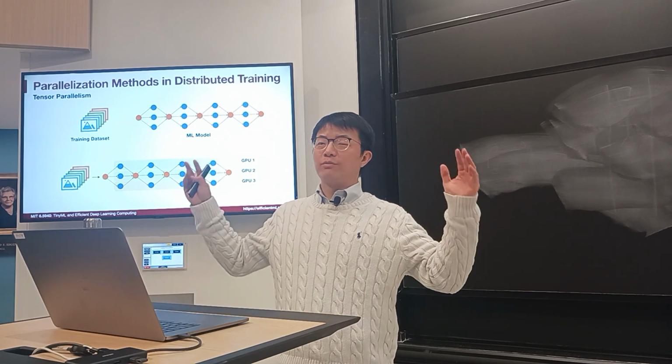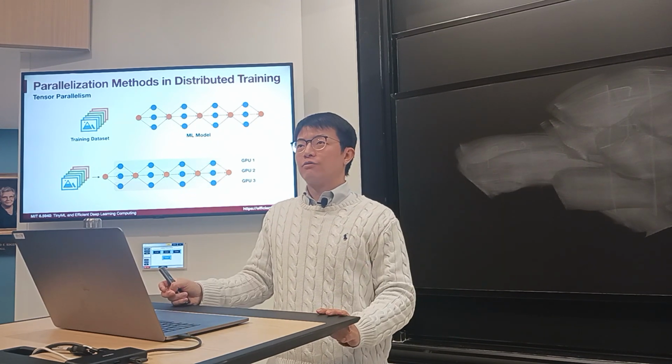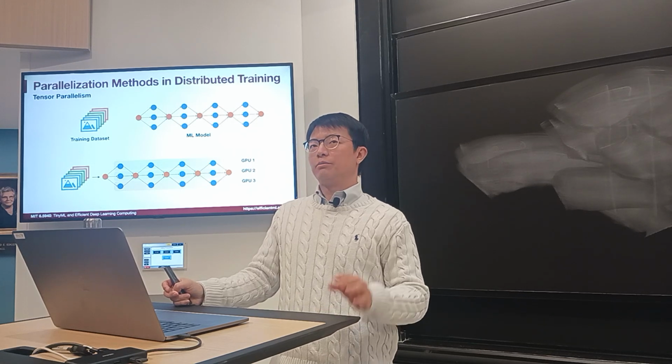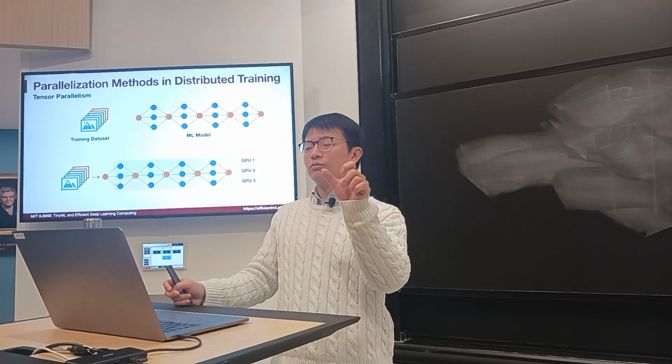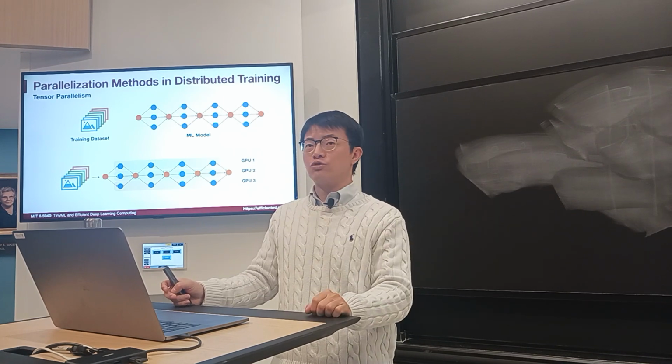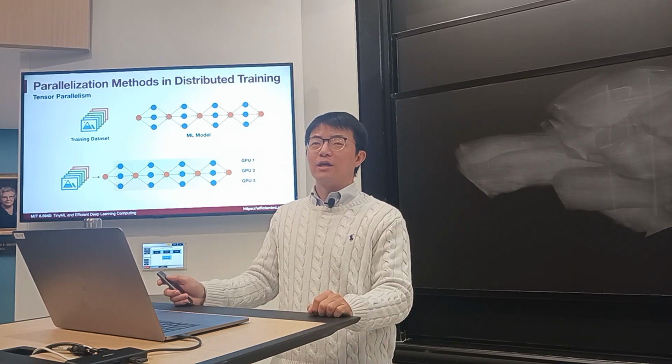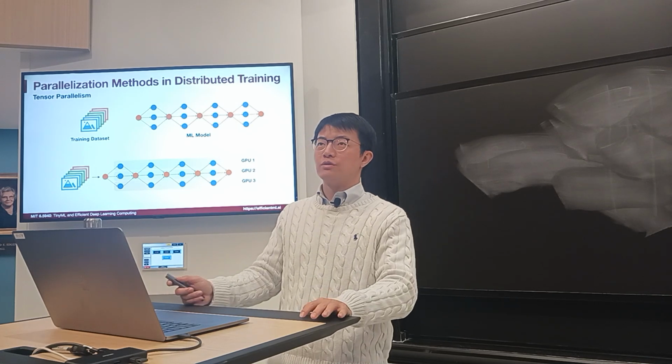For example, if you have a big matrix multiplication, like 4K by 4K, you can partition that by 4K by 2K, and use 2 GPUs to process that 4K matrix multiplication.